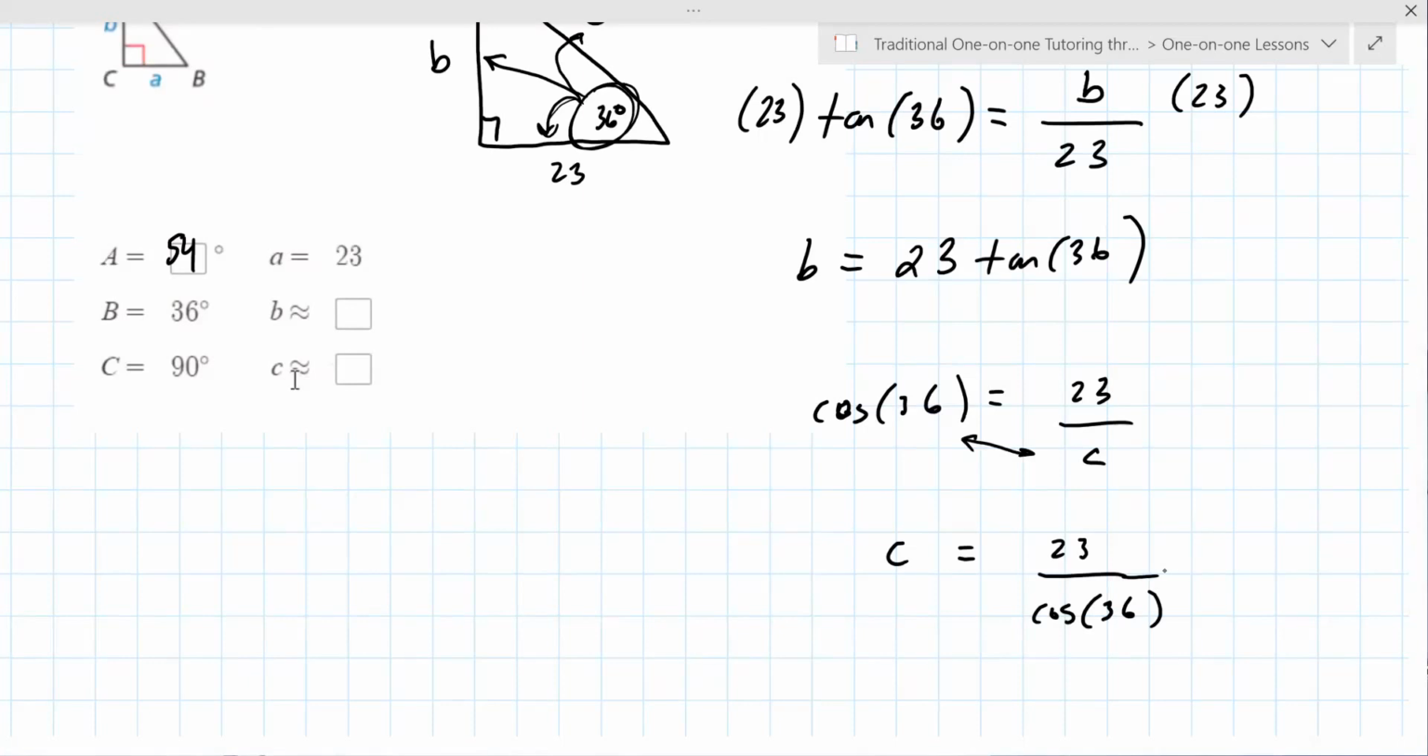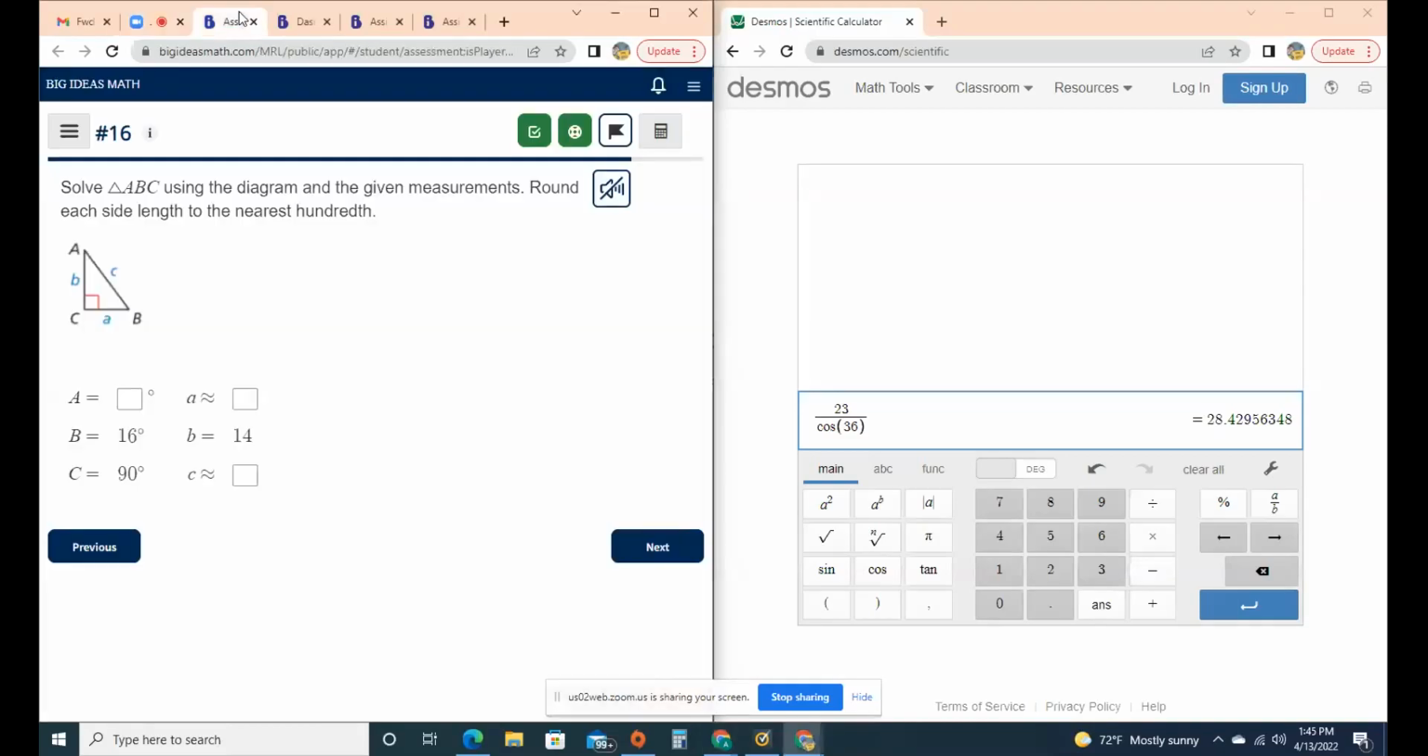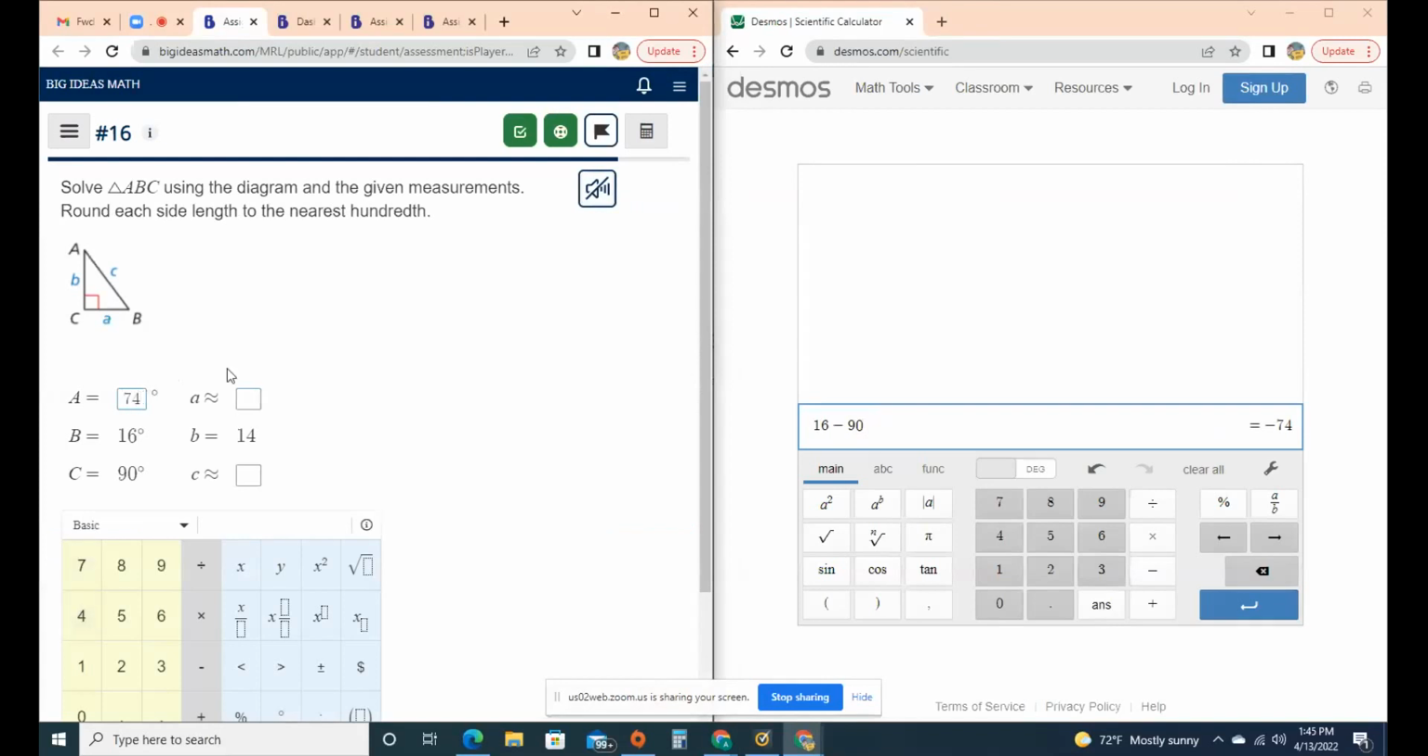So we should do the next triangle problem that's given, that way we get this done. So measure of angle A, what do you say? 74. 74. So B is 16. All right, and then little b is 14.